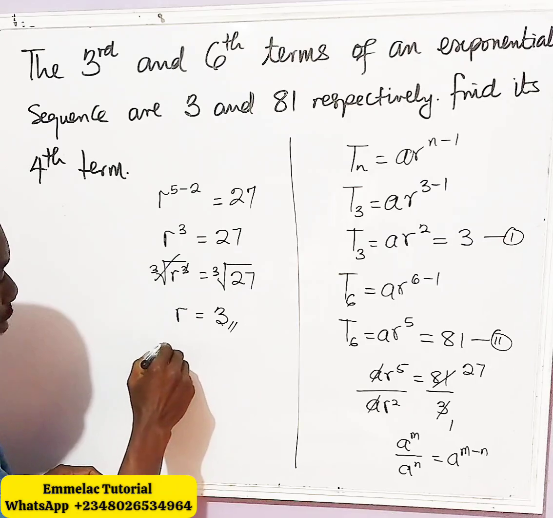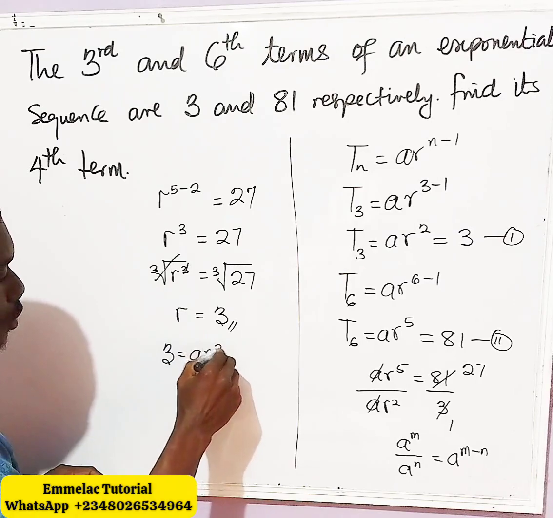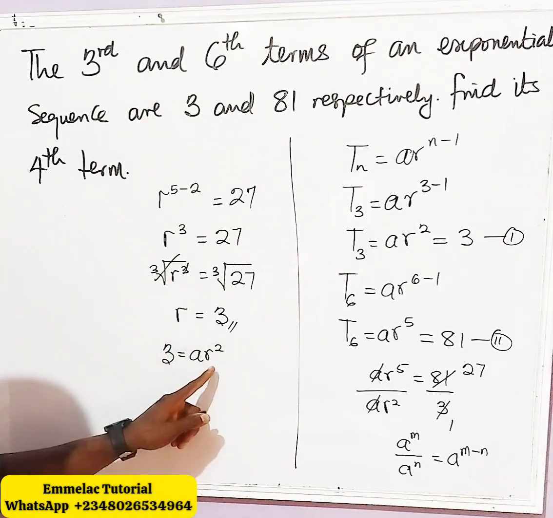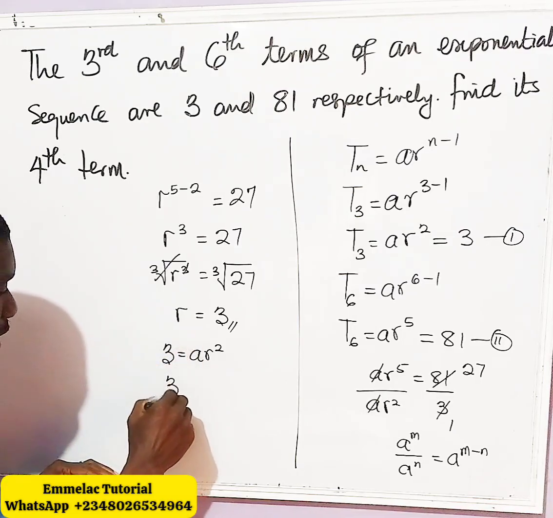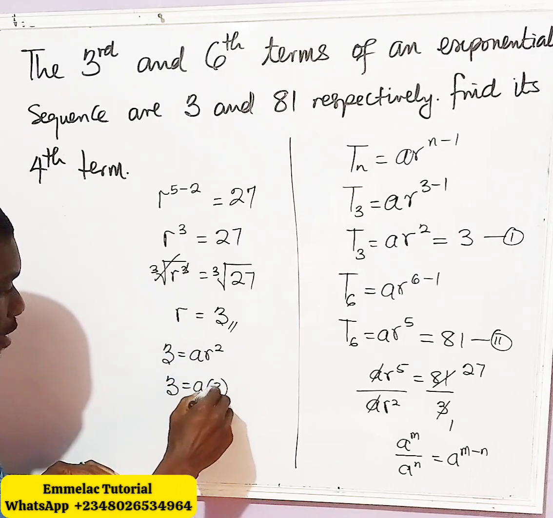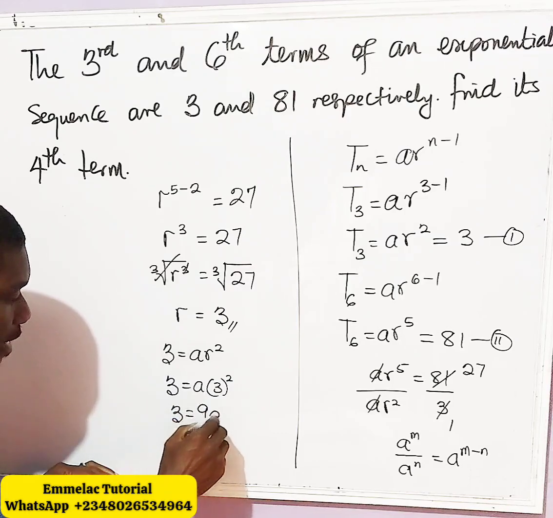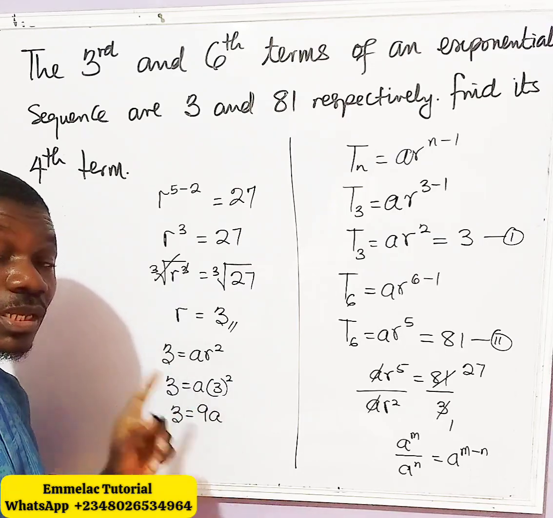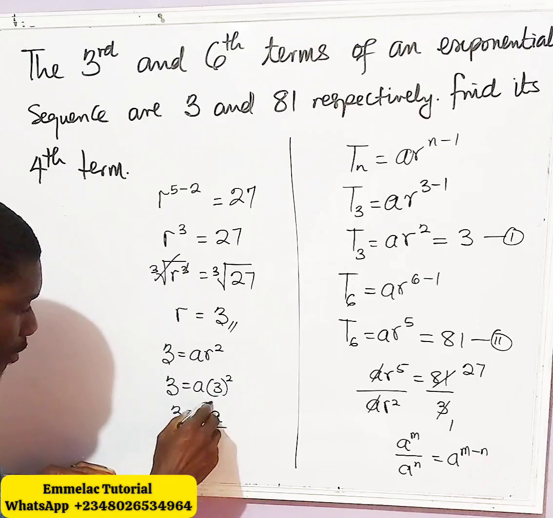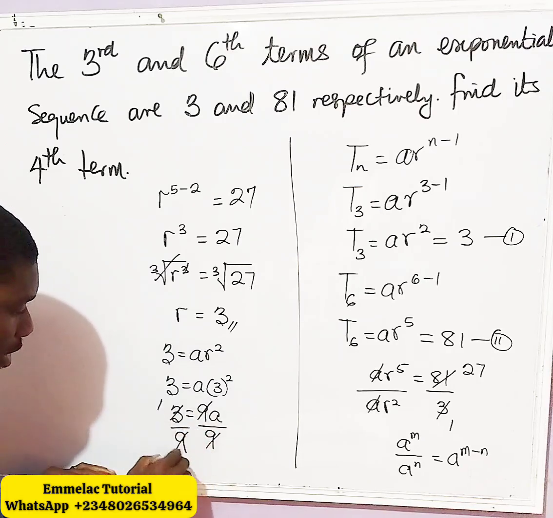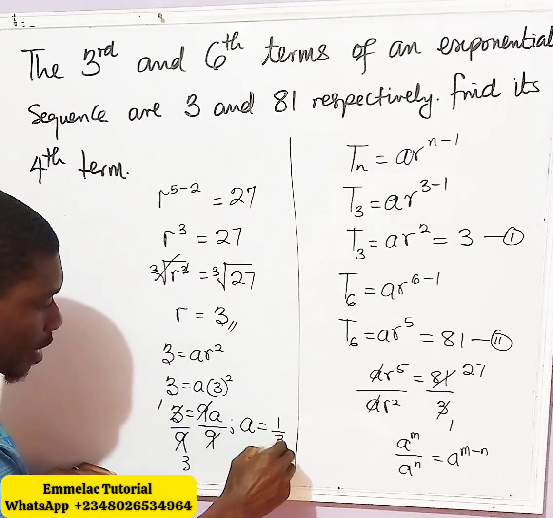From equation 1, that will be 3 equals a, then r raised to 2. At this point, replace our r with 3. So here we have 3 equals a times 3 raised to 2. This gives us 3 equals 9a, because 3 raised to 2 is 9. Let's divide both sides by 9, so our a equals 1 over 3.